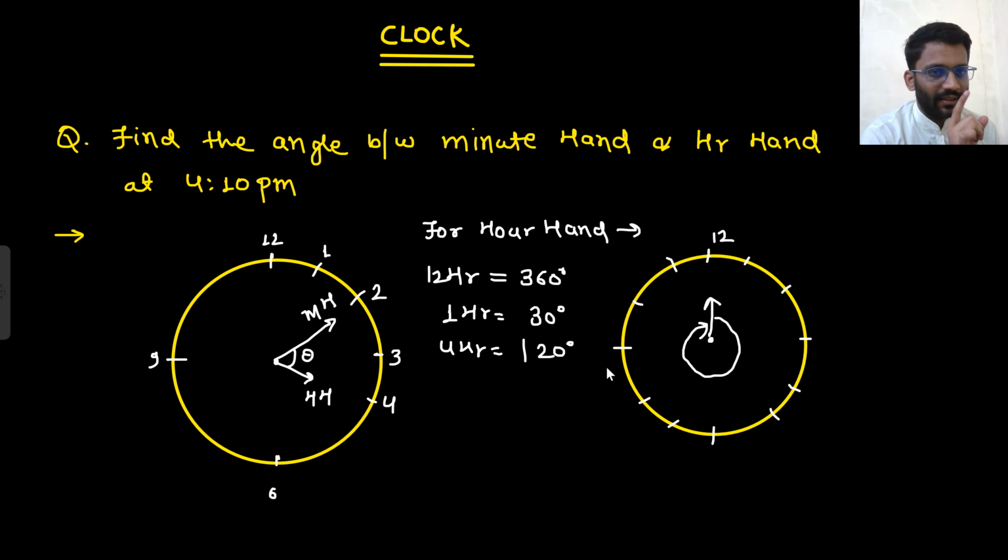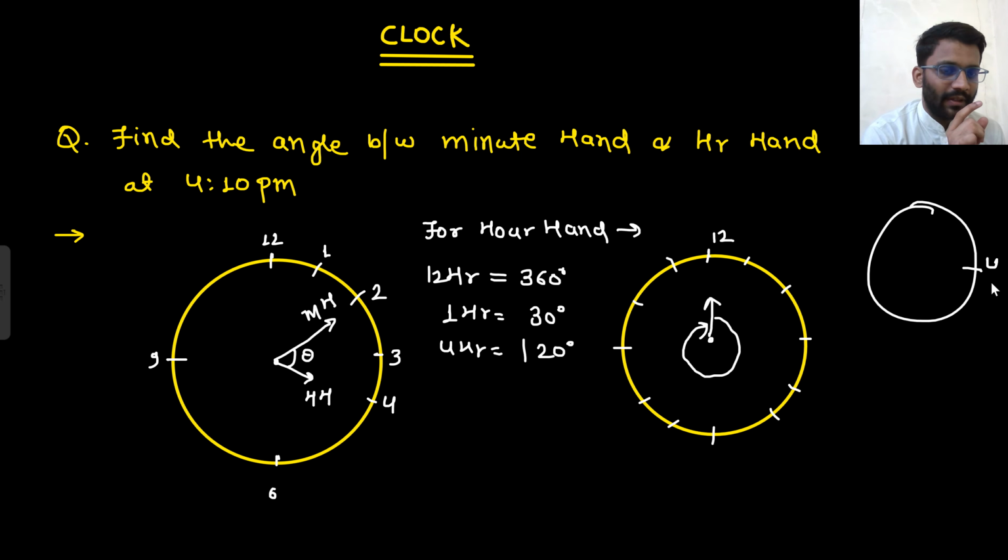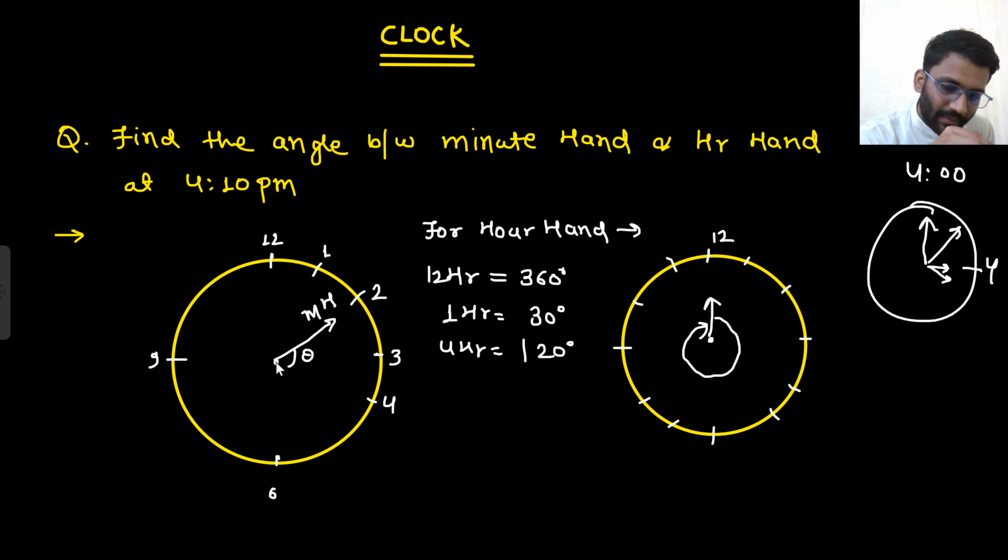But is that correct? Let's assume my timing is 4 p.m. If it is 4 p.m., where will be my hour hand? The hour hand will be somewhere here. Where will my minute hand be? The minute hand will be somewhere here. If my timing is 4:10, that means this hour hand will have also moved. And this minute hand would have been somewhere here. So this hour hand would have been somewhere below 4, not exactly at 4. Because it is 4:10, this hour hand would have moved a bit.